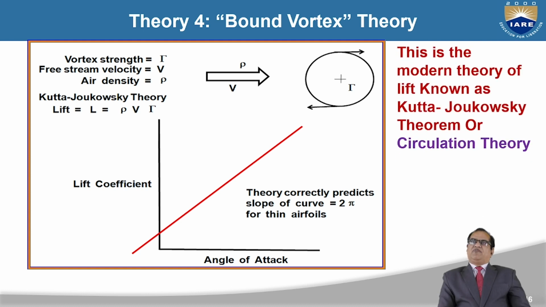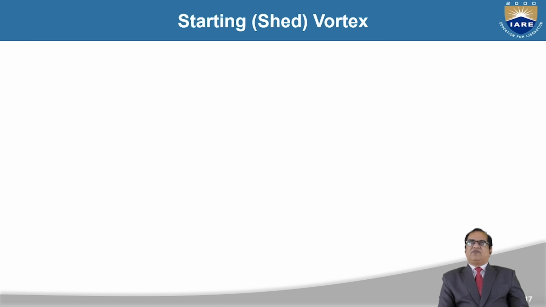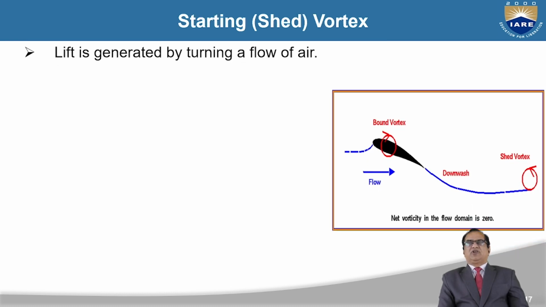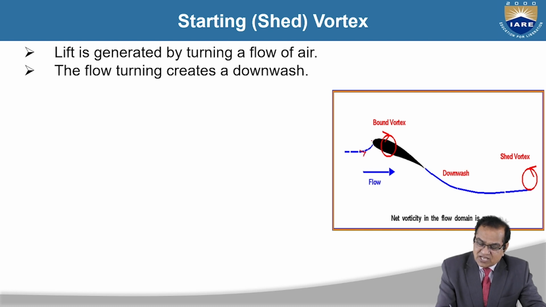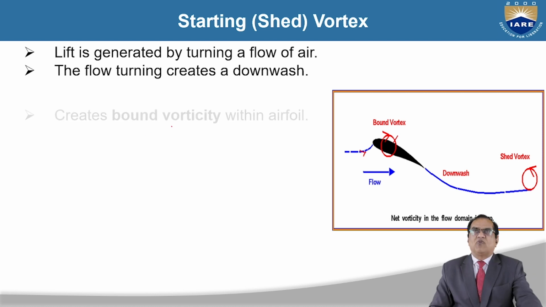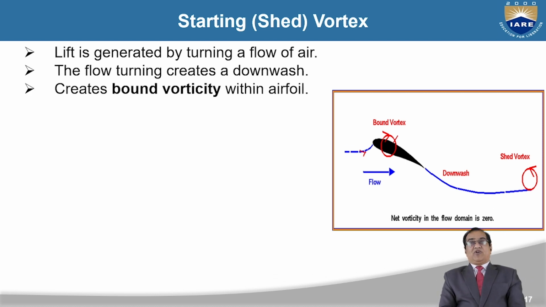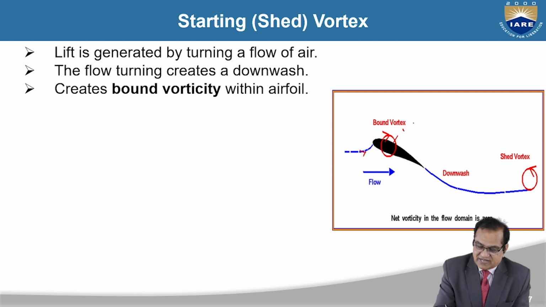This is the modern theory of lift, known as the Kutta theorem or circulation theory. It is mostly applicable in all fields. Now I will discuss what this bound vortex and the starting vortex are. Lift is generated by turning the flow of the air. So the flow has to be circulated like this, as shown here. The flow turning creates a downwash and creates bound vorticity. So it is called the bound vortex.